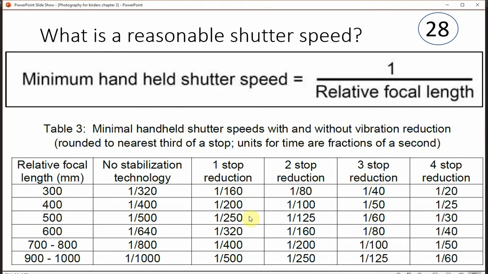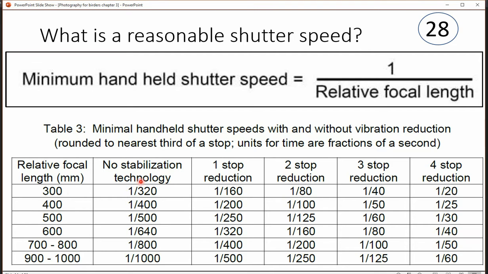Now take a look here at this. This is a rule based upon the minimum handheld shutter speed, which uses this formula called 1 over relative focal length. Notice that word relative. That's important. Okay, relative focal length basically means that it's the focal length based upon a full frame camera. So if you've got a, let's say a APS-C sensor camera and it's around 200 millimeters, it'll be functioning at 300 millimeters relative. So you got to be able to multiply the actual focal length by the crop factor to give you the relative focal length. That's an important concept.